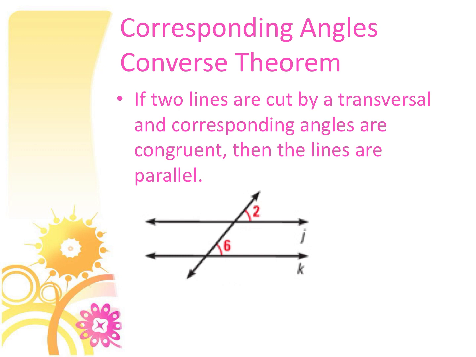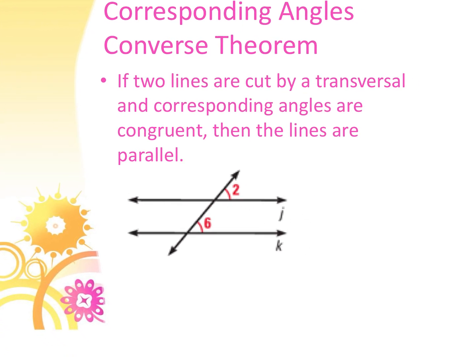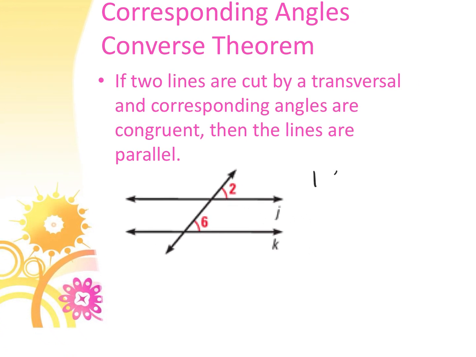The first one is called the corresponding angles converse theorem. This one states that if two lines are cut by a transversal and corresponding angles are congruent, then you can prove that the lines are parallel. So in this particular diagram, I can state that if angle 2 is congruent to angle 6, then I can prove that J is parallel to K.